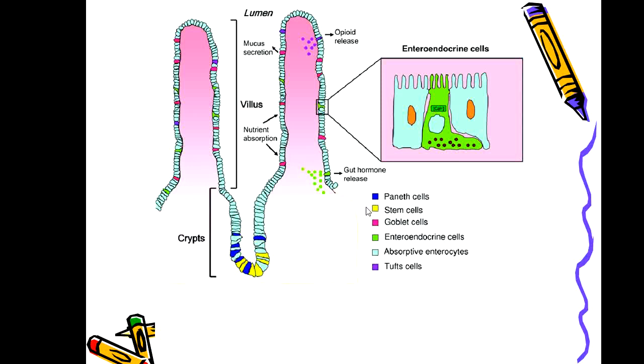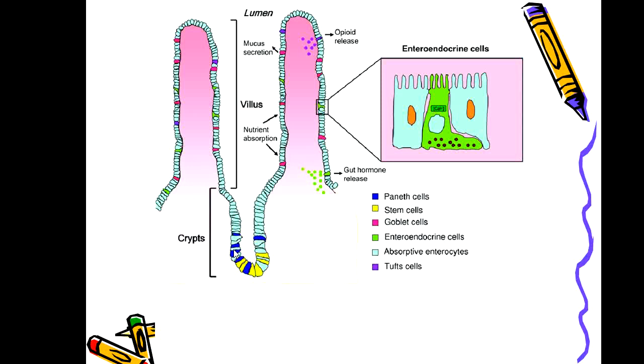Another one is the Paneth cell. Paneth cells are defensive cells, responsible for the secretion of lysozyme and defensin.